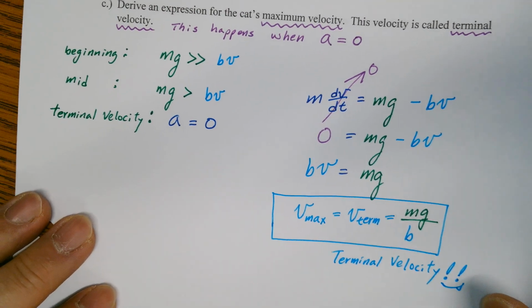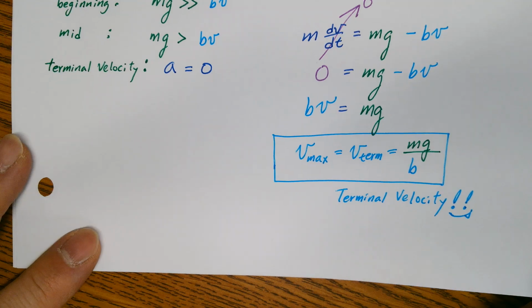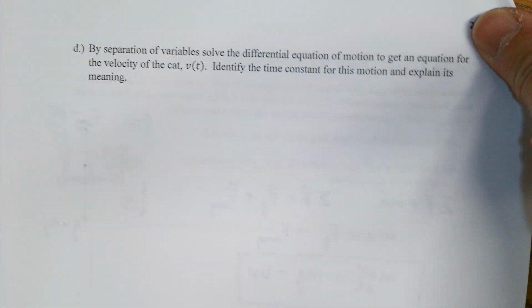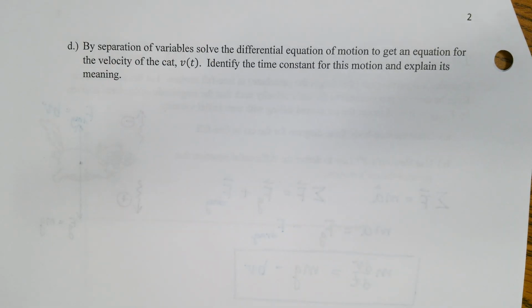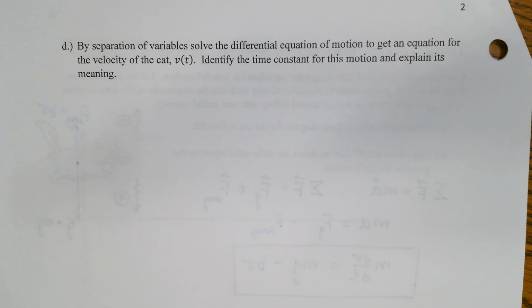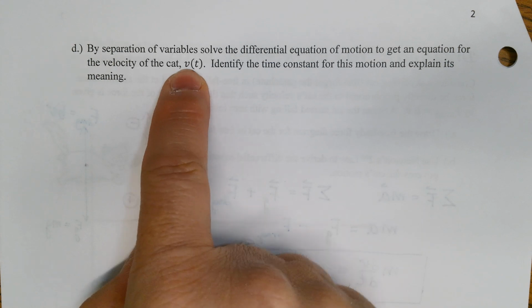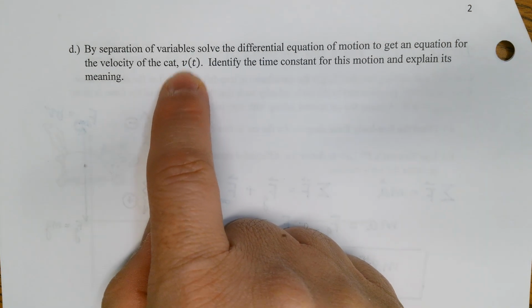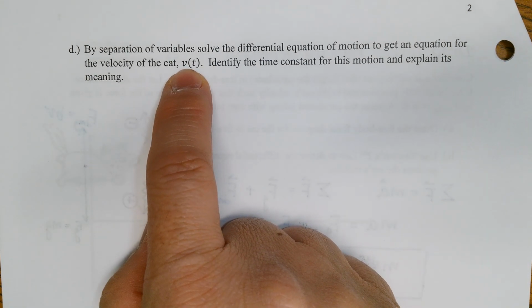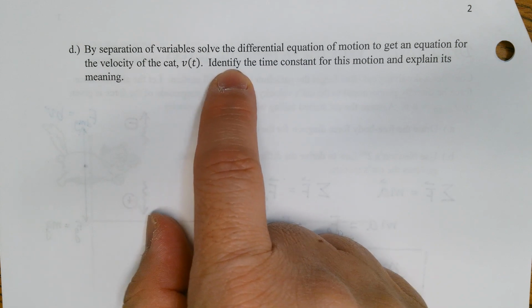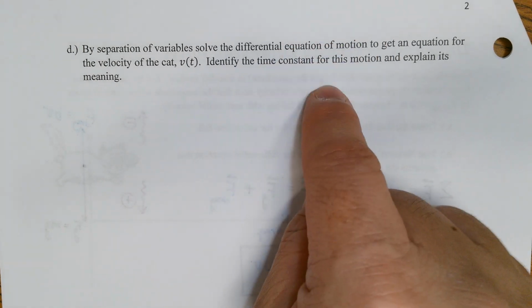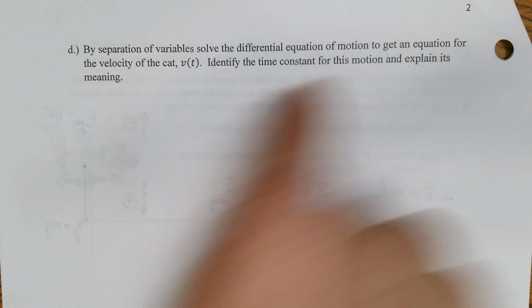So now let's take a look at part D. For part D, by separation of variables, solve the differential equation of motion to get an equation for velocity of the cat, v of t. So we want to find the function of the velocity of the cat. Identify the time constant for this motion and explain its meaning.